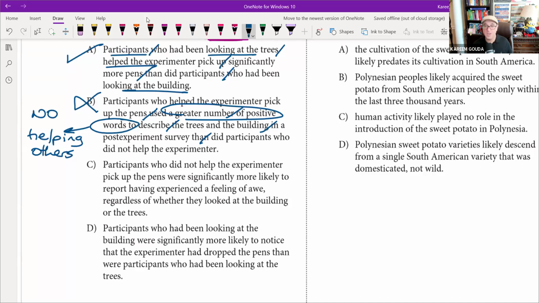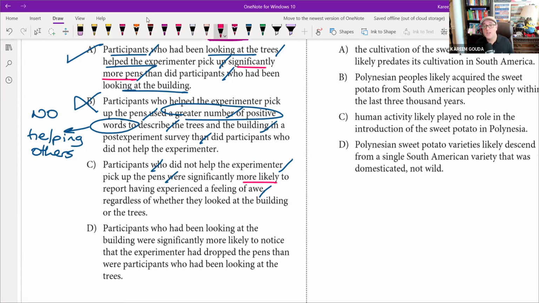No helping other people. C, participants who did not help the experimenter pick up the pens were significantly more likely to report having experienced a feeling of awe, regardless of whether they looked at the building or the trees. Now, first of all, significantly more is what we call a two-extreme scale. It means much more. If you look at A, it said they pick up significantly more pens. So a lot more pens. Okay, that makes sense. But significantly more likely to report having experienced awe might be too extreme. Maybe yes, maybe no. Now, let's just ignore too extreme. Let's say it's right, okay? Because we ignored it in A, it works here too.